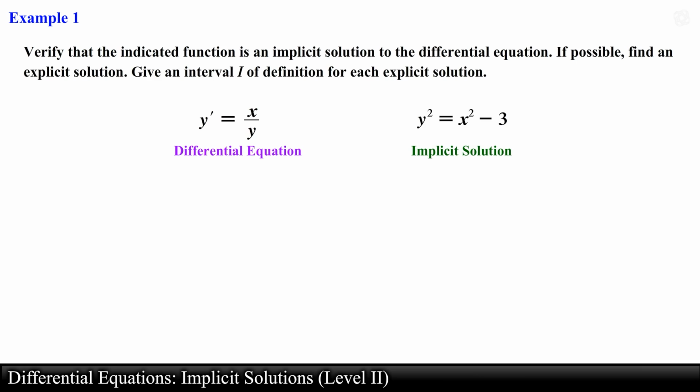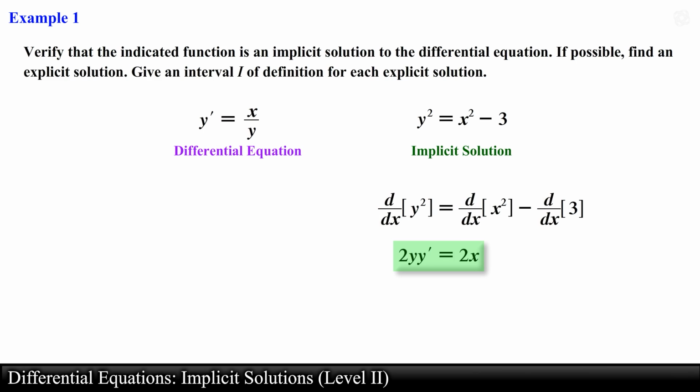Alright, let's first verify this implicit solution. Let's start by taking the derivative of this function implicitly with respect to x. Carrying out the differentiation and applying the chain rule along with the power rule, we obtain the following expression. Next is just a matter of solving for the derivative, in this case y prime. Doing that, we obtain the following expression. Simplifying the expression, we see that the derivative is equal to x over y.